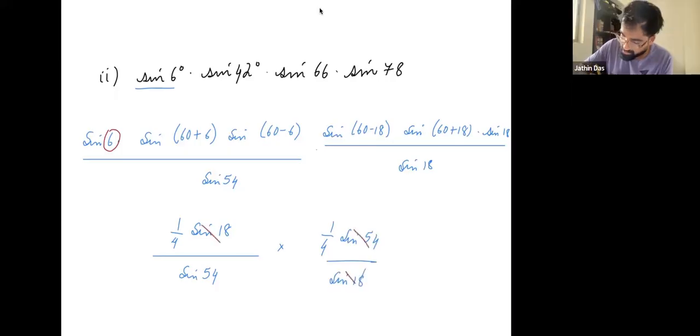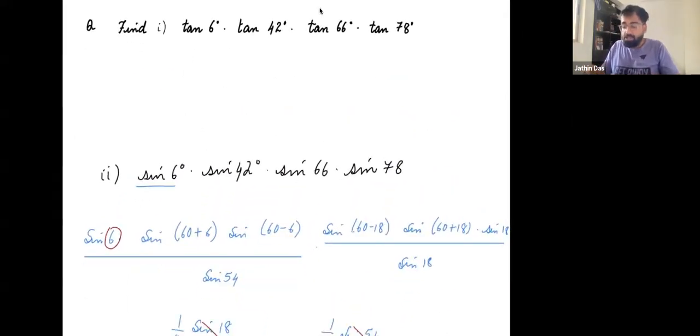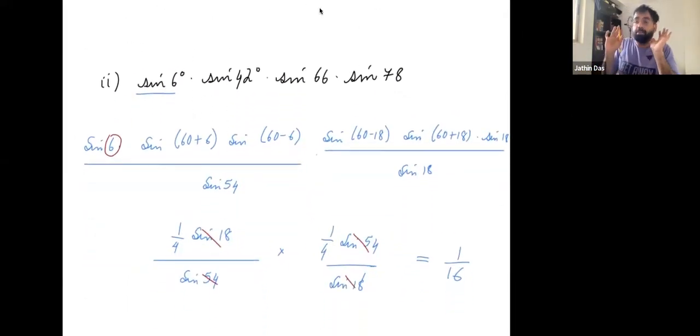So this will cancel and you will get 1 by 16. Good. Like this you need to play. Okay. The same question was asked in tan also. Now in tan also you will do the same build up. I'm not going to do it. I'm just saying, in tan also you will do the same build up.